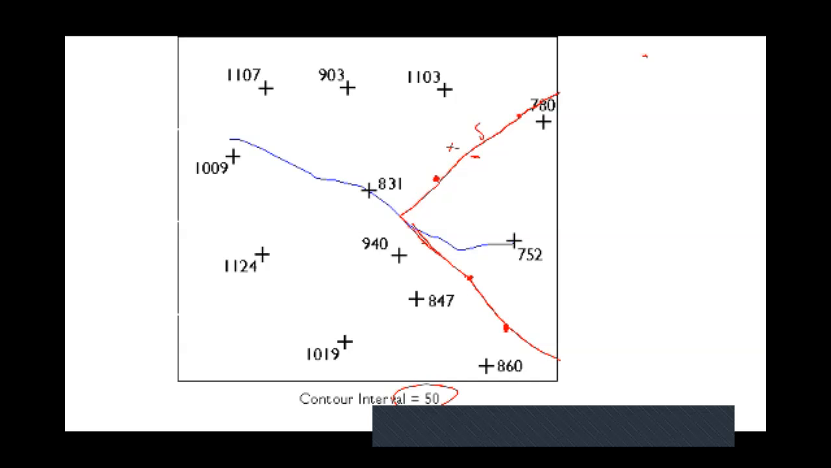Now, I would always label these so I don't get confused. The next line would be 850. I know that I would have to go somewhere in between 860 and 847. So I could draw my 850 line somewhere in here. Connect these lines. Whenever I have the river, it's going to cross, and so that would be the 850.